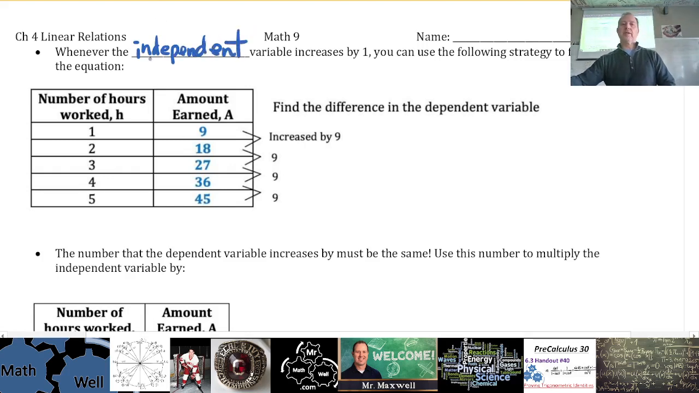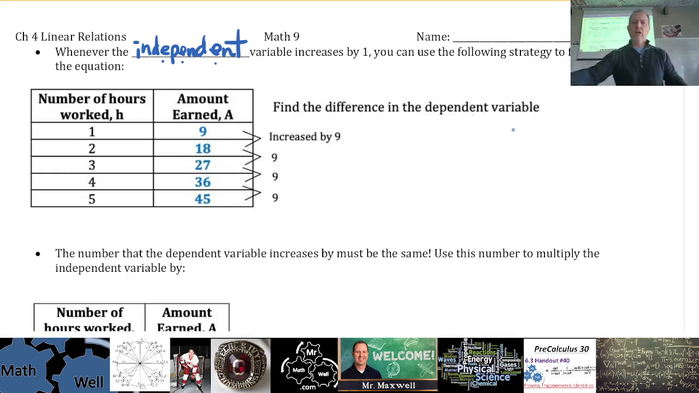There's E's all over the place in independent, in case you're one of those people that don't memorize very well or don't understand. There's no ANT in independent. It's all E's, which is a little bit strange, I think. A lot of things have ANT at the end, right? But independent, it's dent, not ant. Also for dependent, it's DENT, okay? So as the independent variable increases by 1, you can use the following strategy to find the equation.